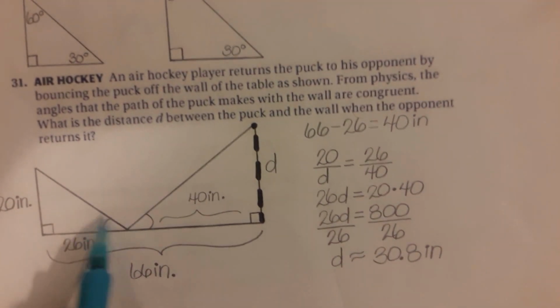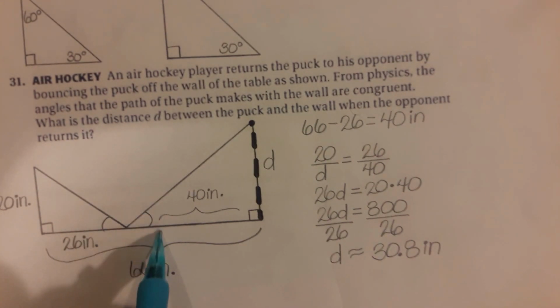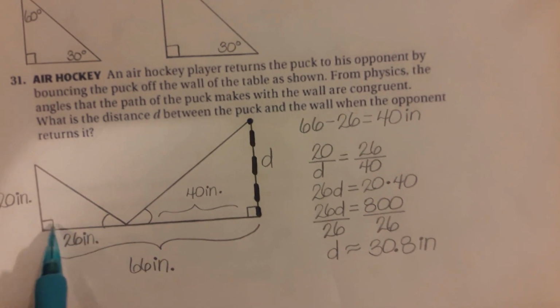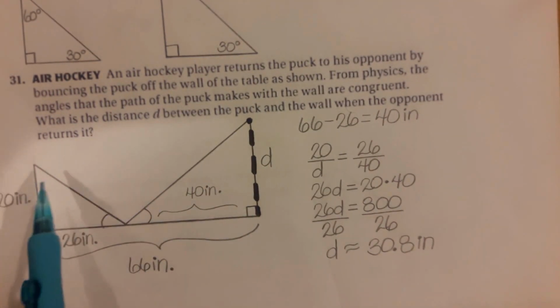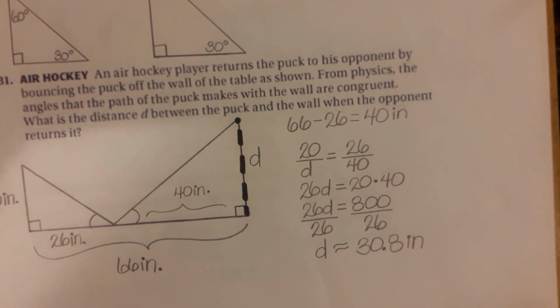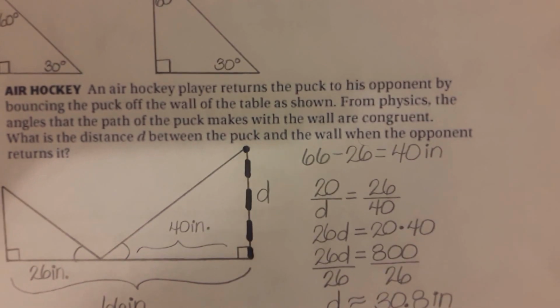So if you look at this, this is a similar triangle. And I know that because I have two congruent angles here. These corresponding angles are congruent. These corresponding angles are congruent. So that means the third should be congruent. So I know we're dealing with some similar triangles here. So we can write a proportion.